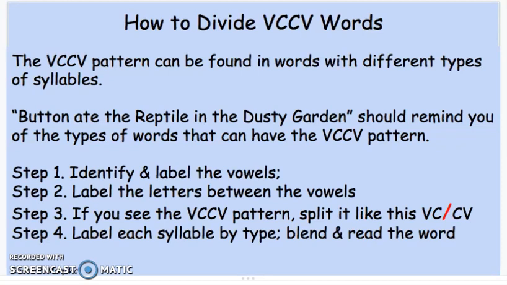The following steps will help you to divide unfamiliar words. Step 1, identify and label the vowels in the word. Step 2, ask yourself, are the letters between the vowels consonants? If so, label them with a small c. Step 3, if you see the VCCV pattern, split the word between the consonants. Step 4, label each syllable in the word by syllable type and read the word syllable by syllable. Then read the word by blending the syllables together.